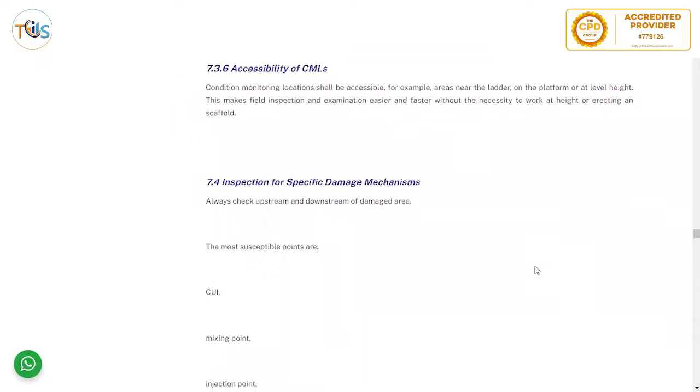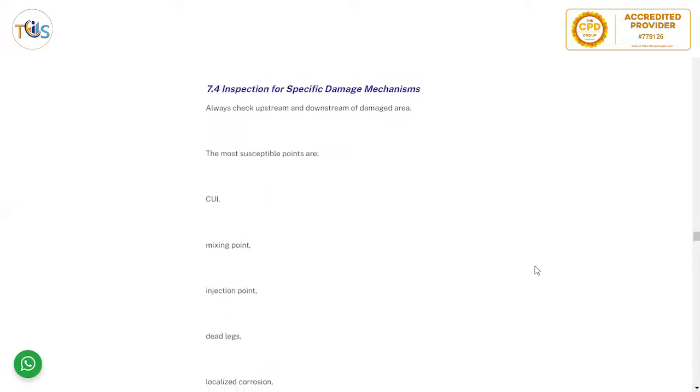Condition monitoring locations shall be accessible, for example, areas near the ladder, on the platform, or at level height. This makes field inspection and examination easier and faster without the necessity to work at height or erect a scaffold. It's just common sense that CML should be accessible.